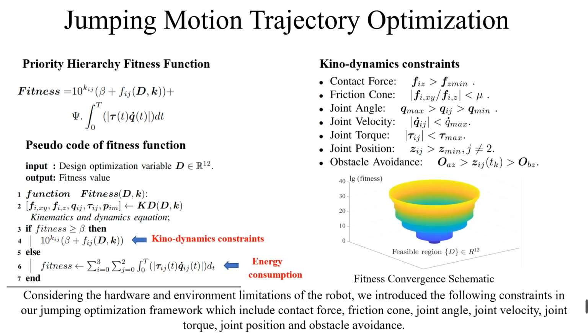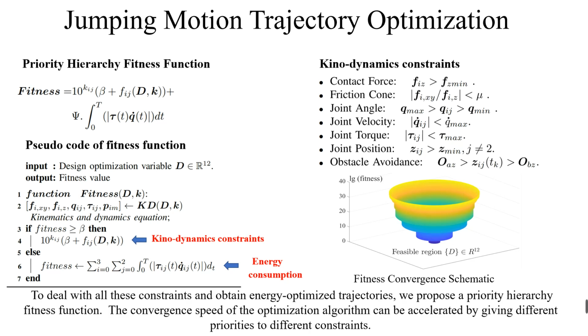Considering the hardware and environment limitations of the robot, we introduced the following constraints in our jumping optimization framework, which include contact force, friction cone, joint angle, joint velocity, joint torque, joint position and obstacle avoidance. To deal with all these constraints and obtain energy-optimized trajectories, we propose a priority hierarchy fitness function. The convergence speed of the optimization algorithm can be accelerated by giving different priorities to different constraints.